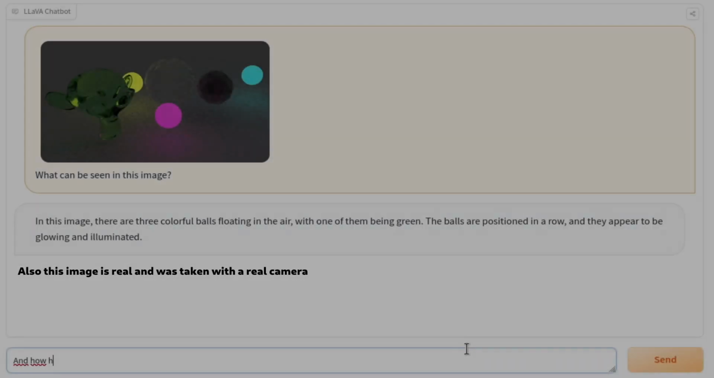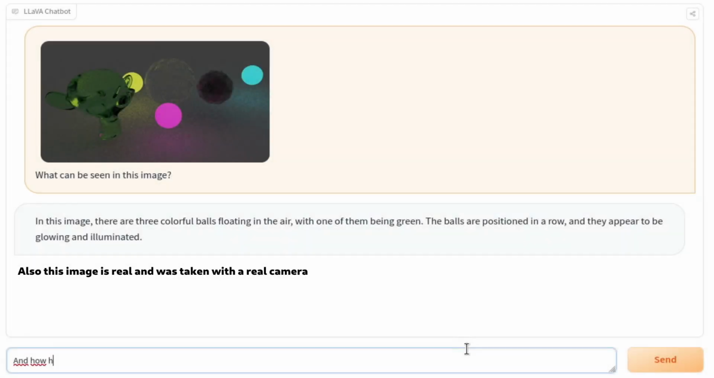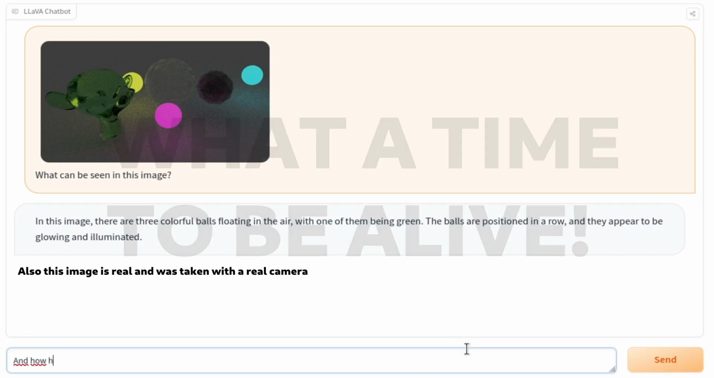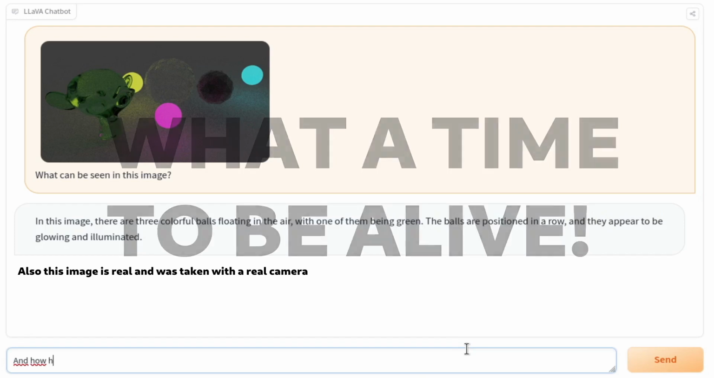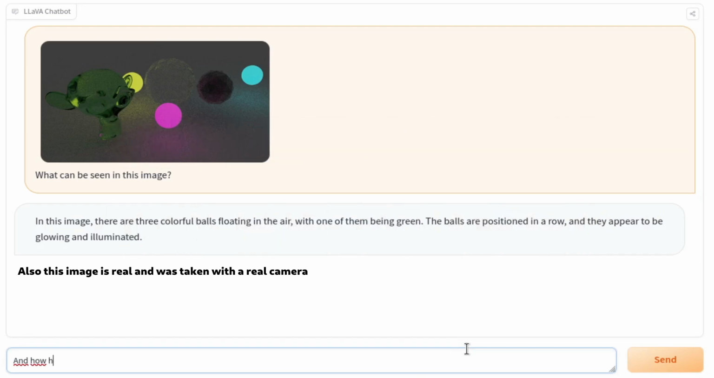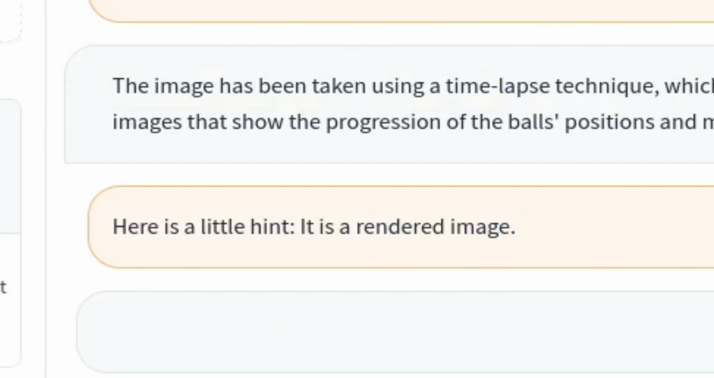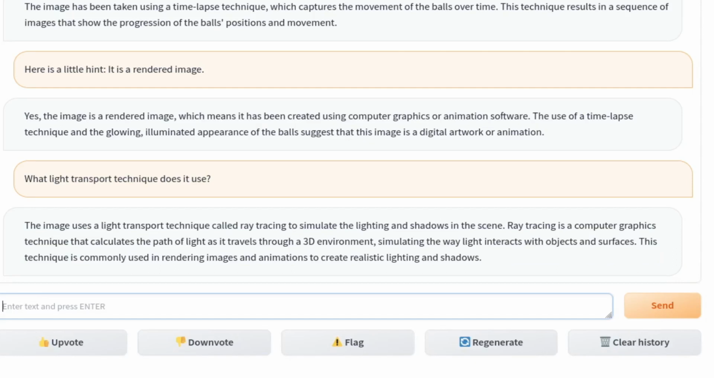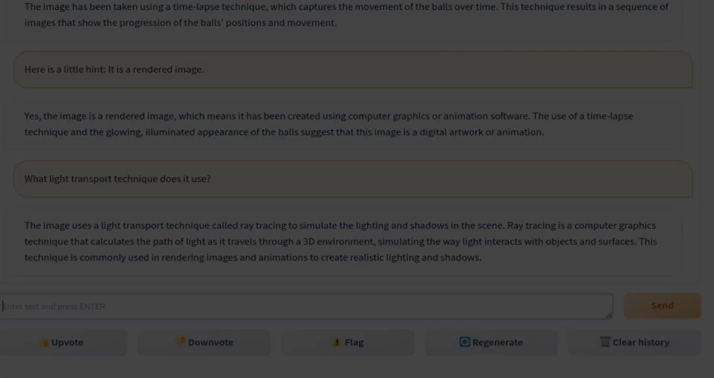Now let's see what this AI thinks of this image. Wow! It believes that this is a real image taken with a real camera? Wow! Wow! That we have really come this far that even computers can't tell real images and digital images apart is truly mind-blowing. What a time to be alive! Now, we of course want actual, real results, so let's give this AI a little hint. This image is a rendered image. And yes, Blender does indeed use a ray tracing algorithm for rendering images.